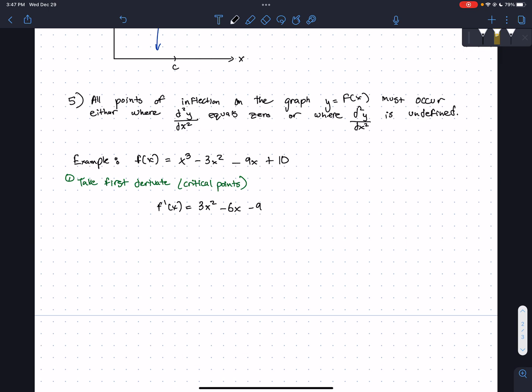Oh, we can actually common factor this first. So we can take the 3 out. We have x squared minus 2x minus 3, right? So you common factored it. So now we only have to worry about this quadratic. And so we have simple trinomial factorization.